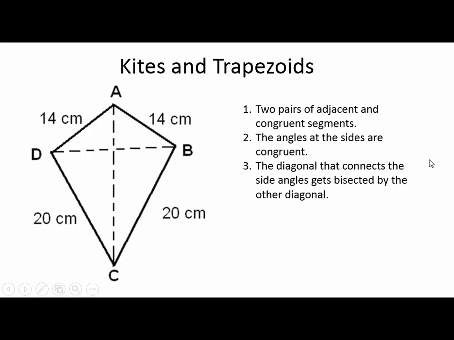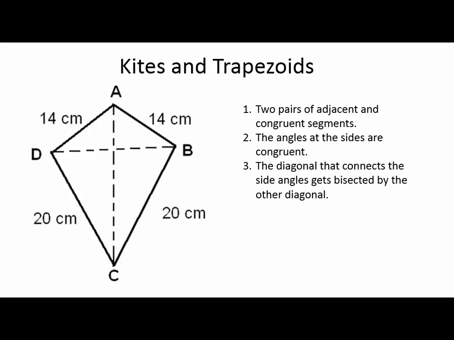Alright, another thing we're going to write is that the diagonal that connects the side angles is bisected by the other diagonal. So only the diagonal that connects angle B and angle D, only that diagonal is bisected by the other diagonal. Remember, bisected means cut in half. So if the whole diagonal BD is, let's say, 10, just to say a number, it's going to get cut into 5 and 5. Only that diagonal. The one that goes up and down, the diagonal AC, that is not.